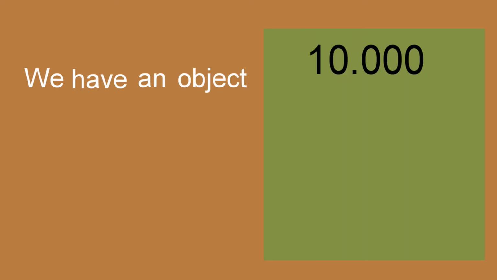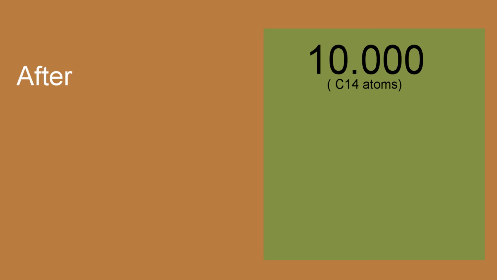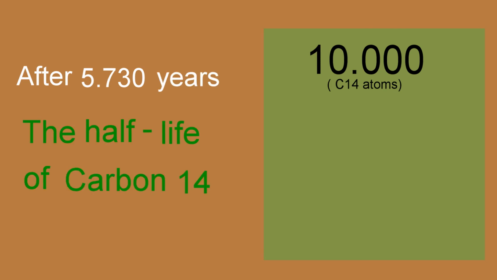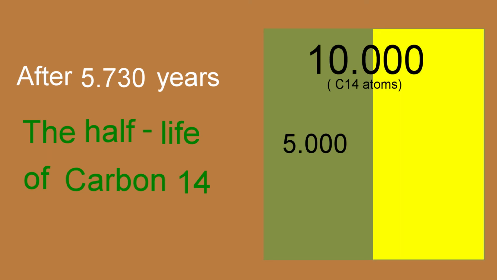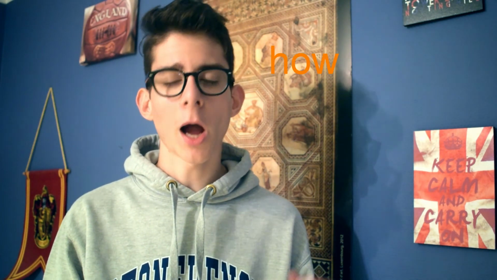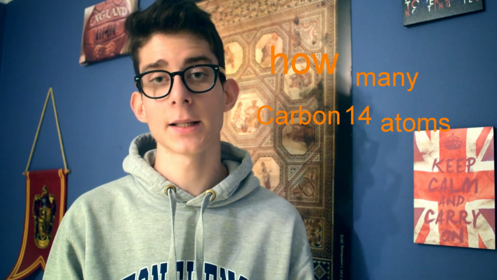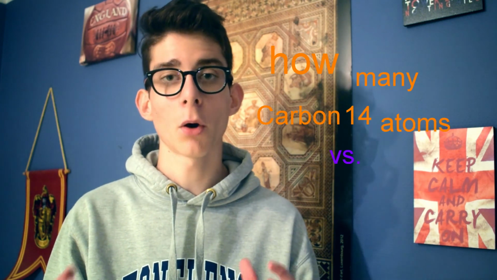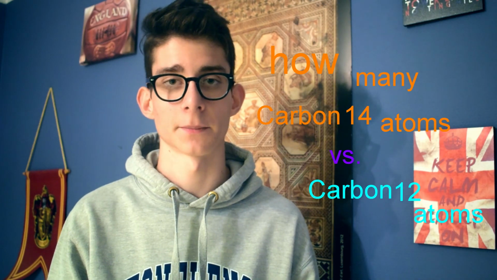For example, we have an object which contains 10,000 carbon-14 atoms. After 5,730 years, also called the half-life of carbon-14, there's only an amount of 5,000 carbon-14 atoms left. It shows us that the method is limited to a window of time that goes up to 50,000 years. In fact, scientists can now determine the age of an object by measuring the ratio of how many carbon-14 atoms are still left in this object compared to the constant amount of carbon-12 in it.